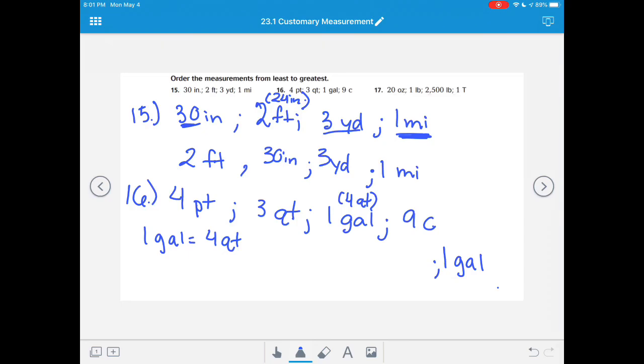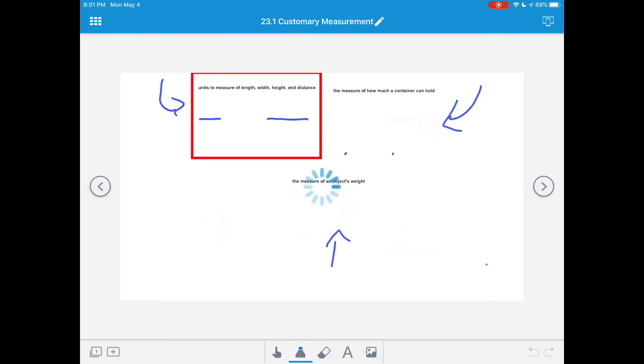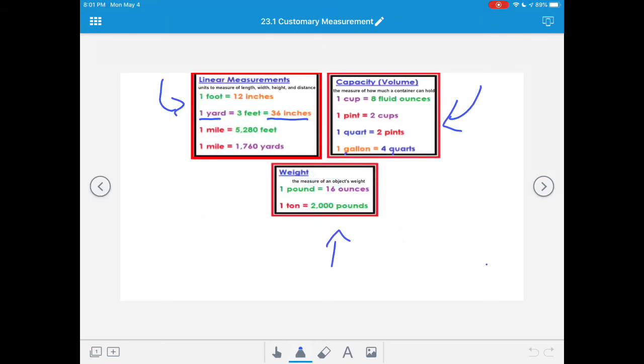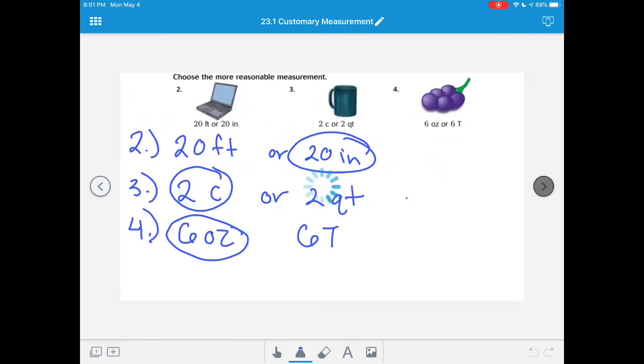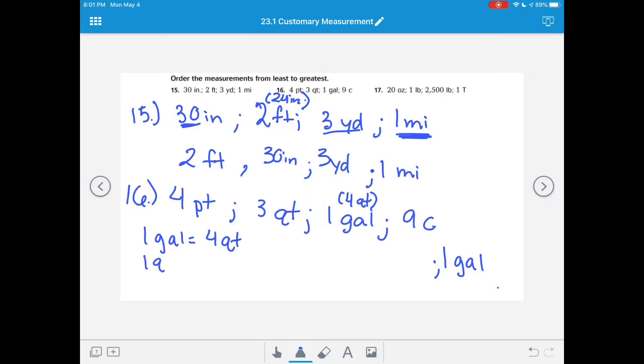So 4 pints versus 3 quarts. Let's take a look at the pints versus quarts. So I see in my conversion chart that 1 quart is equal to 2 pints. One quart equals 2 pints. So let's figure out how much this would be. So let's convert the quarts into pints so we can compare. 1 quart equals 2 pints.